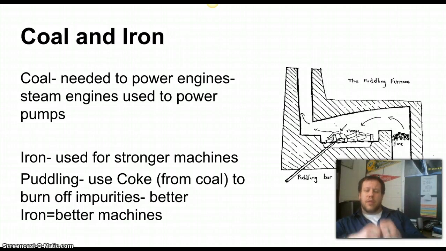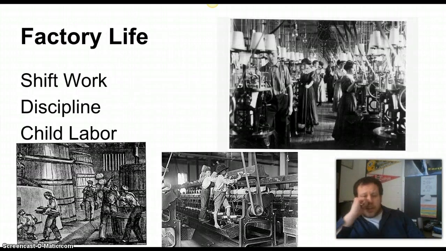It would bend more, it would not break, it would have a lot better process to it, and be a very, very strong metal until the invention of steel in the late 19th century. And so you could build better equipment with this new type of iron. Now, factories during this time were terrible.